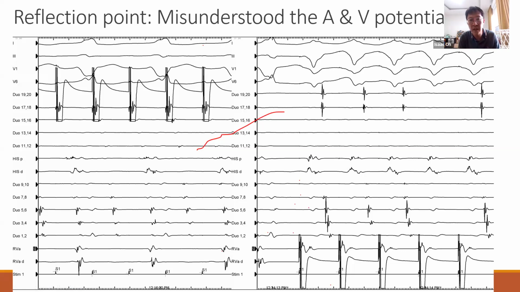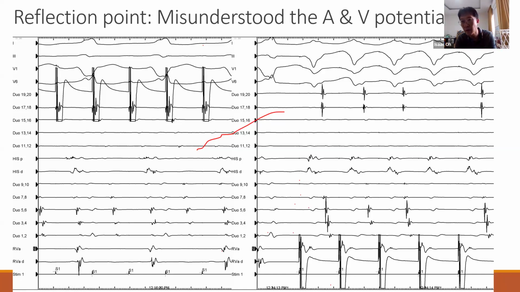After I failed, I reviewed the EGM again to see what I was missing. I realized that at the time I may have gotten a not very clear His potential, but after reviewing, I had misunderstood the A and V potentials of the His. When we did atrial pacing, at first I thought this was A and this could be V, but during pacing these two signals totally disappeared. That means one of them is not A. And then during V pacing, similarly, I thought one of them was V and one was A, but during the AV block the two signals were exactly the same. So that means both of them are V.